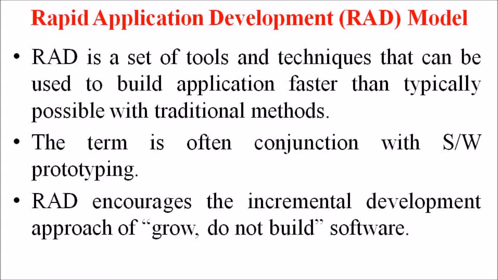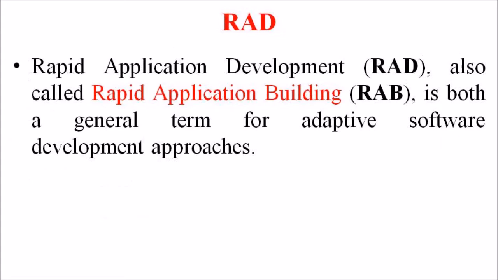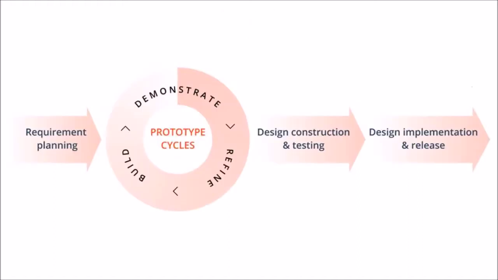RAD, or Rapid Application Development, also called Rapid Application Building (RAB), is both a general term for adaptive software development approaches and the name for James Martin's approach to rapid development. In general, RAD approaches to software development put less emphasis on planning and more emphasis on adaptive processes. Prototypes are often used in addition to, or sometimes even in place of, design specifications.